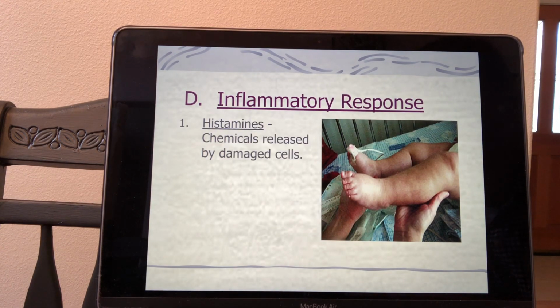Instantaneously, the damaged cells that are above that blood vessel that you just drew are going to secrete these chemicals called histamines. Histamines are chemicals released by damaged cells. Basically, it's when your cell screams for help. Your cell believes it has been attacked and it's calling other people into the area. These chemicals are histamines. Histamines set off a whole chain reaction in your body. Histamines cause the following to take place.